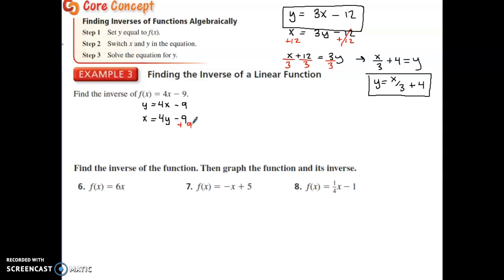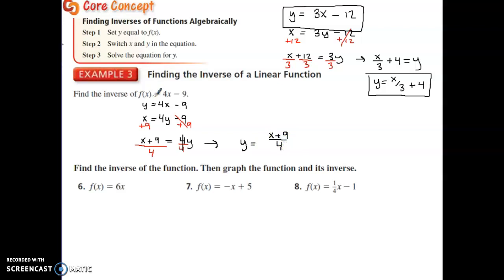Add 9 to both sides. So x plus 9 is equal to 4y. And then I divide by 4 everywhere. On the left, if I divide separately, nothing's going to reduce. So we do have the option to have individual fractions or to divide everything as one big fraction. As long as everything is being divided by 4, that would be okay. So then y equals x plus 9 all over 4.